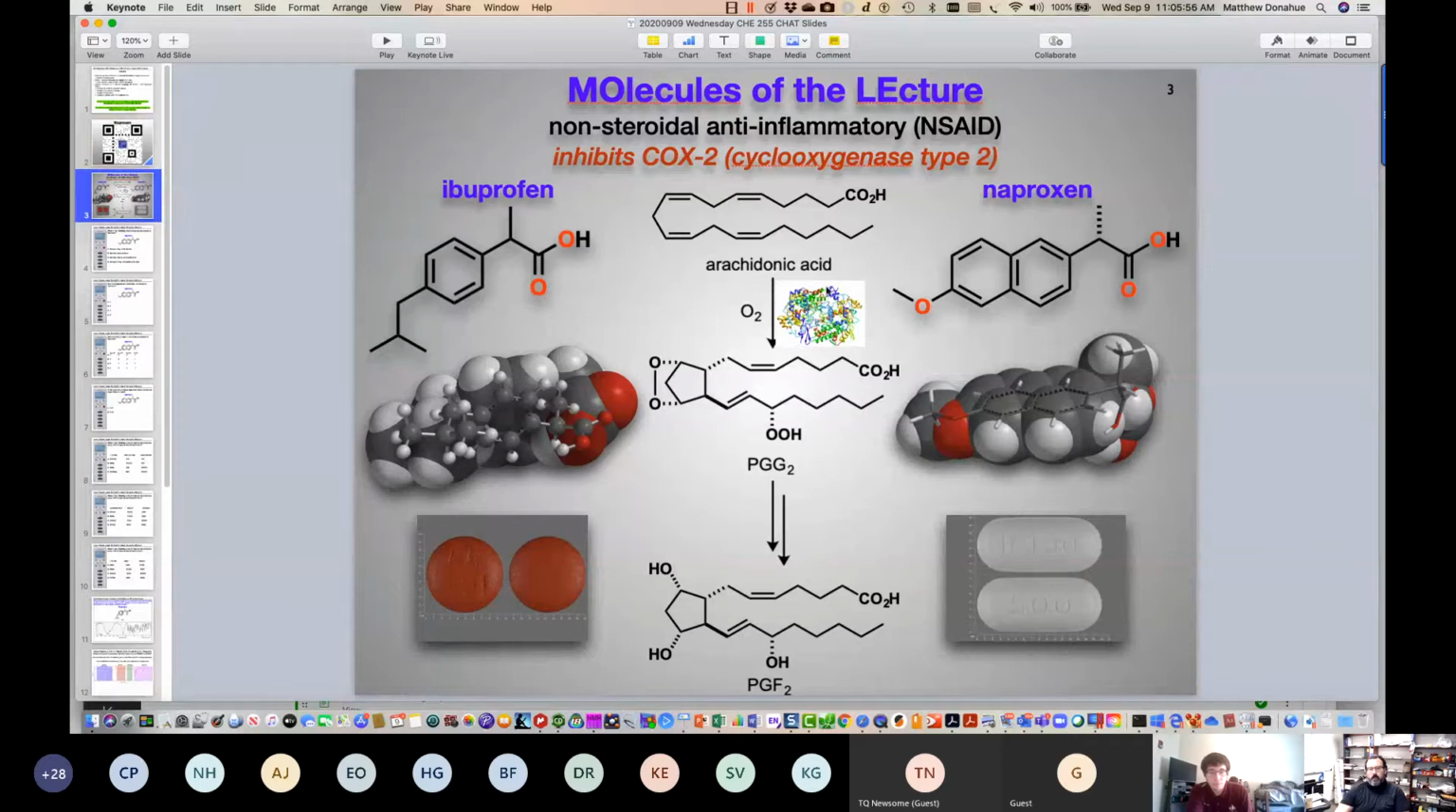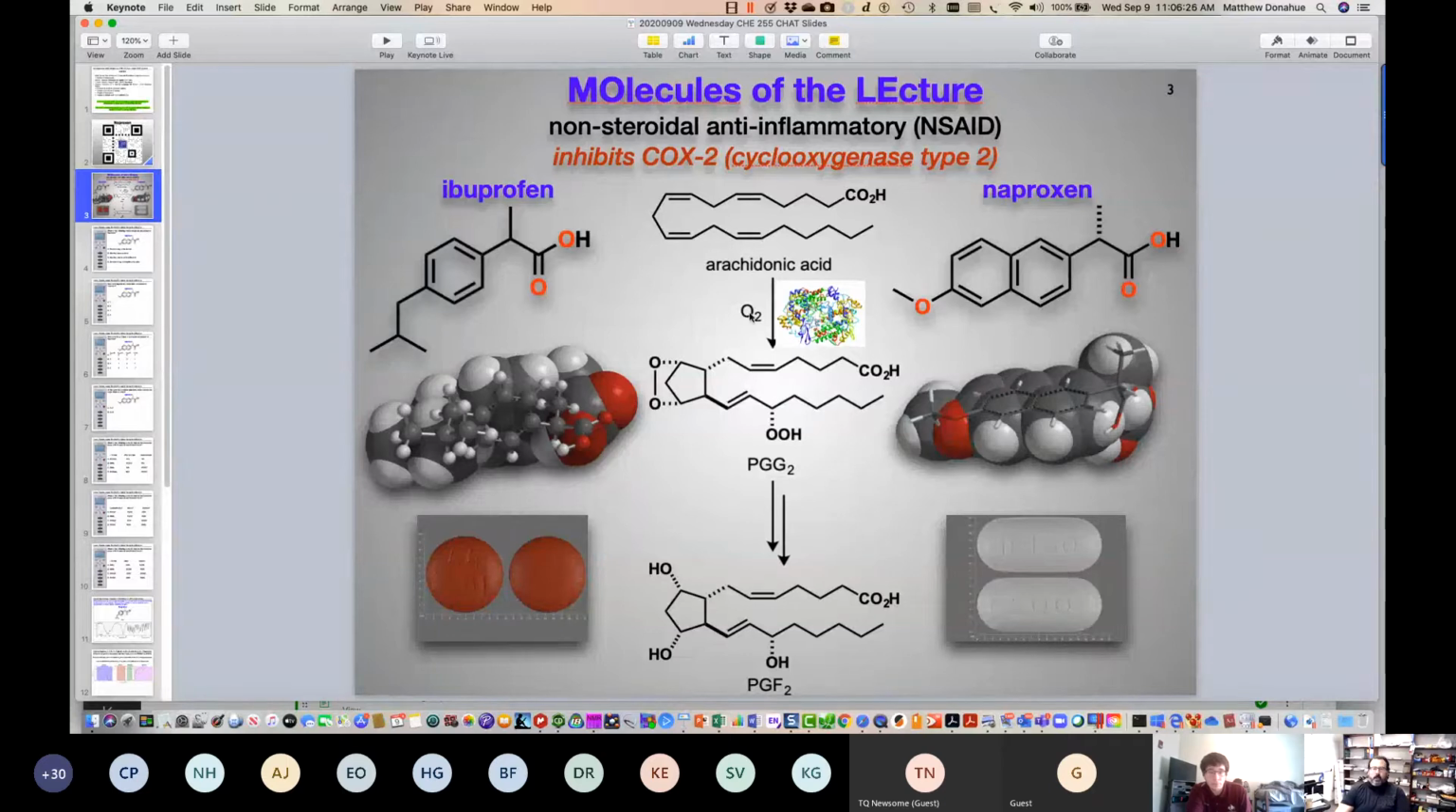COX-2, which is this thing shown here, this colored spaghetti rainbow looking thing, is an enzyme. COX-2 stands for cyclooxygenase type 2. Enzymes are just really big biomolecules that carry out functional group transformations. In your body, this molecule here, arachidonic acid, is produced.